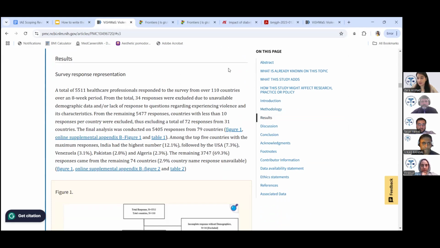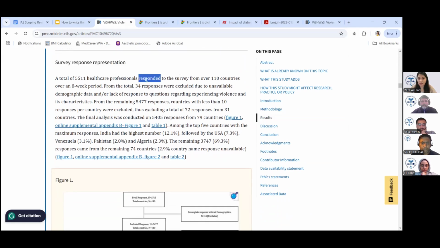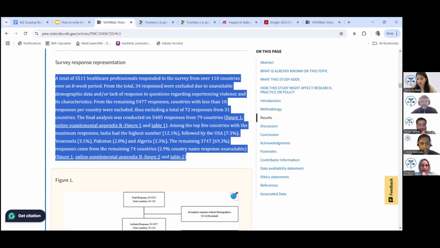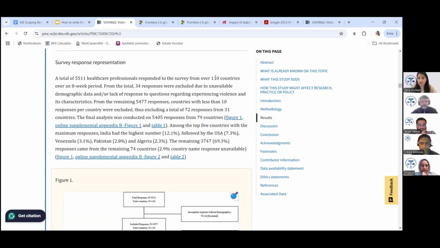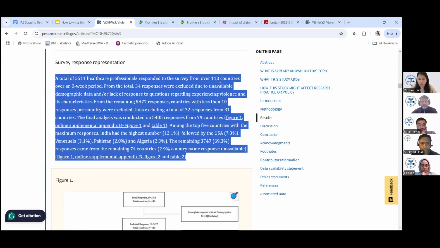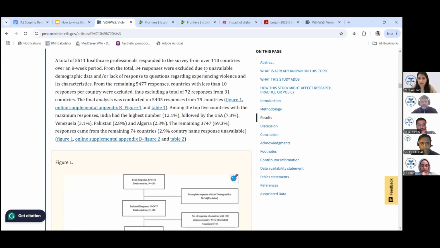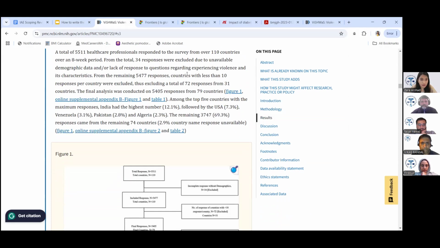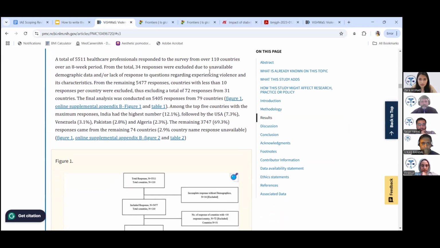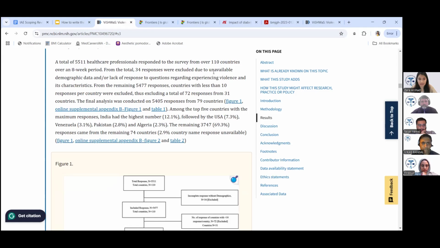So as you see, like I mentioned, this was a questionnaire-based survey, which was an online survey. The results start from describing how the survey responses looked like, only describing what we got in those survey responses. The responses were collected from over 110 countries. There were 34 responses excluded due to unavailability of demographic data.